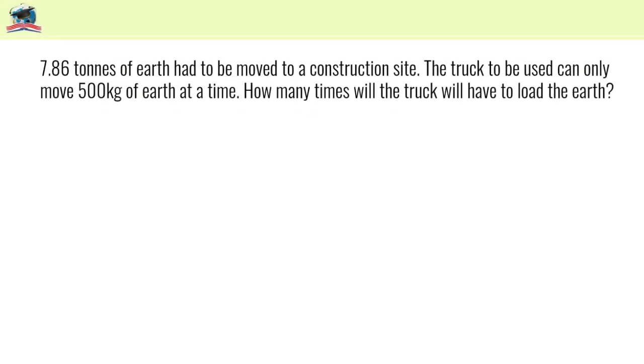7.86 tons of earth had to be moved to a construction site. The truck to be used can only move 500 kilograms of earth at a time. How many times would the truck have to load the earth?